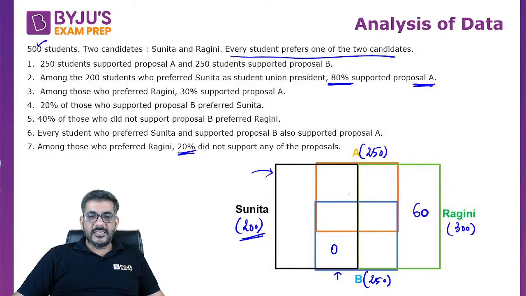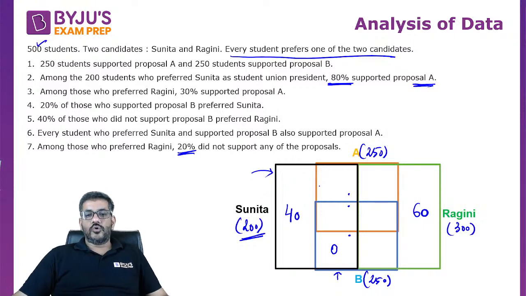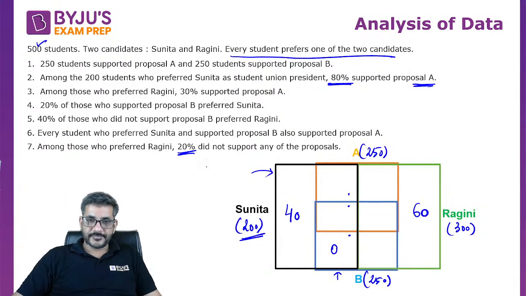So can I say these two areas will add up to 160? And this area is 0. So this area must be 200 minus 0 minus 160, which is 40. Right? The total of all four areas is 200. These two must sum to 160. This area has become 0, so this becomes 40. Straightforward, that's the second statement we have used.